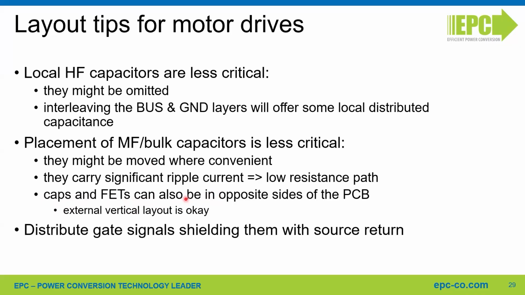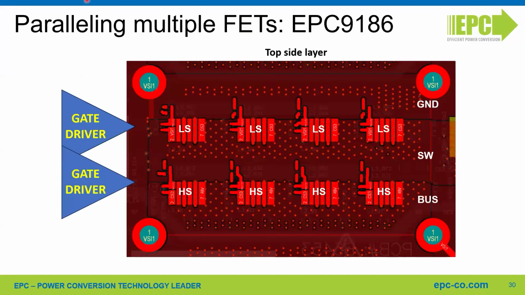It is important to distribute gate signals, shielding them with their source return. This is still mandatory to avoid self-oscillation or false turn-on due to a poor gate layout, and especially in the case of parallel devices used for motor drive. For motor drive, we can simplify the approach for paralleling the devices.